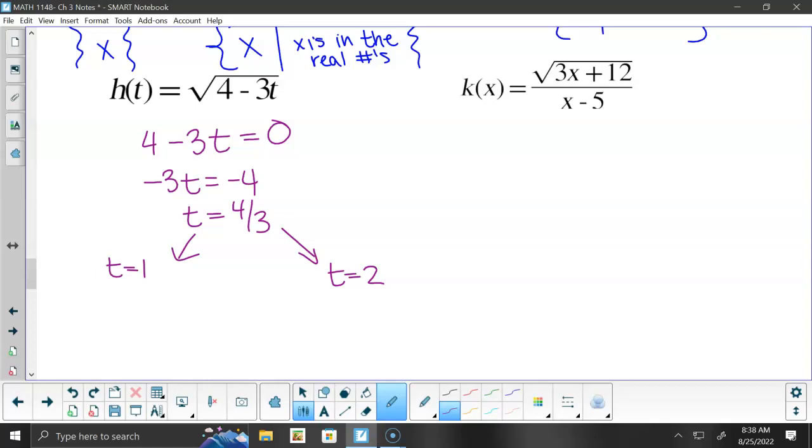Yeah, so 4/3 is 1.333 repeating, so I'm going to pick the next whole number on the left, the next whole number on the right, and see which way you can go up. Substitute. So that 2 is going to be the problem. So anything greater than 4/3 is going to start getting negative. I can't take square roots of negative. It's not going to be anything.